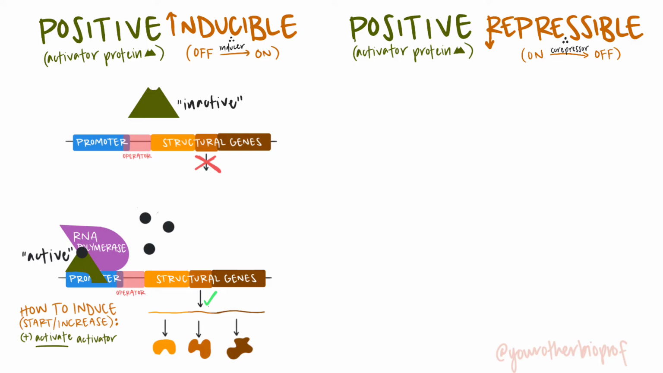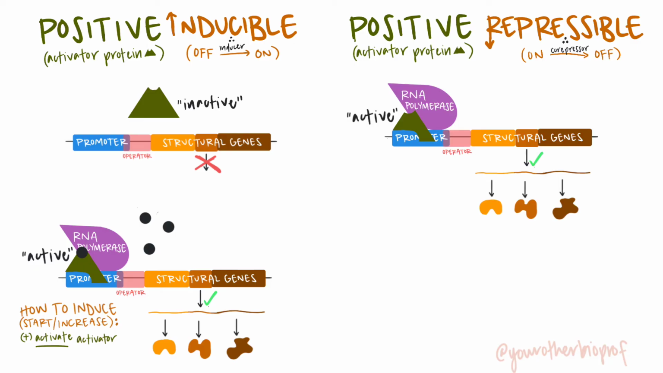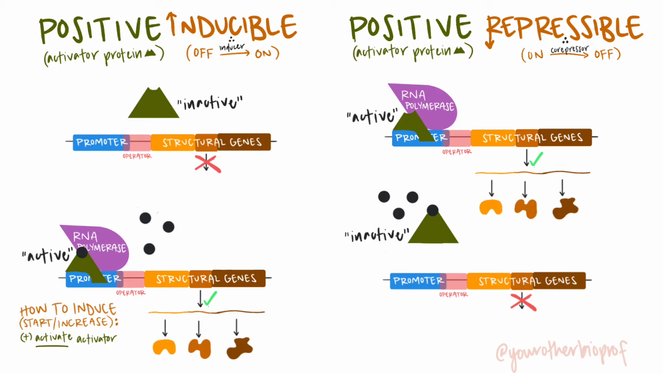In a positive repressible system, our regulatory protein is still an activator. And in a repressible system, transcription is on without the effector. And that on state means we start with an active activator being nice and helpful, cooperating with RNA polymerase to initiate transcription. But when we add an effector, which is co-repressor in this repressible operon, that co-repressor binds the activator protein, changes its shape so that it can't bind to the promoter. RNA polymerase loses its buddy, and expression, transcription, goes way down.